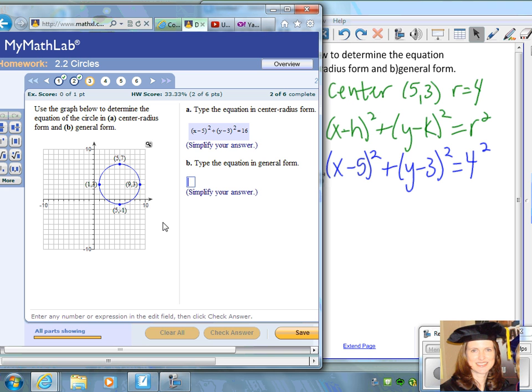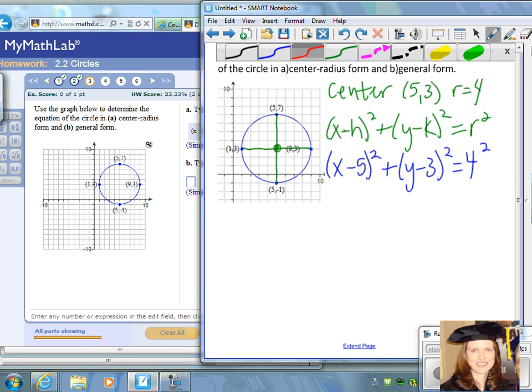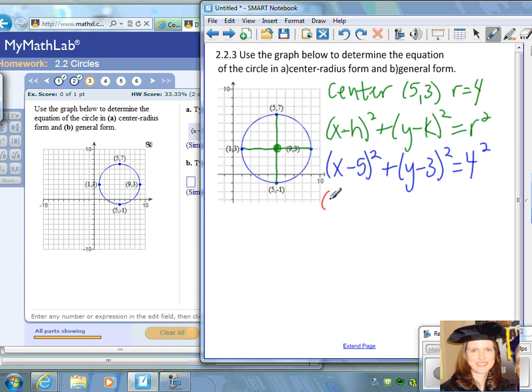Part B is to write this equation in general form. When you're doing general form, you're using algebra to simplify and combine like terms. To write this in general form, what I like to do is the first, x minus 5 quantity squared, I write it as x minus 5 times x minus 5, and I'm going to use FOIL to expand that and simplify, combine like terms. Y minus 3 quantity squared is y minus 3 times y minus 3, and let that equal 16.